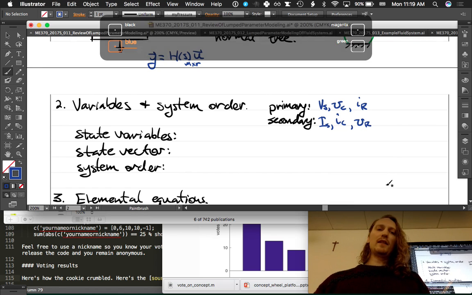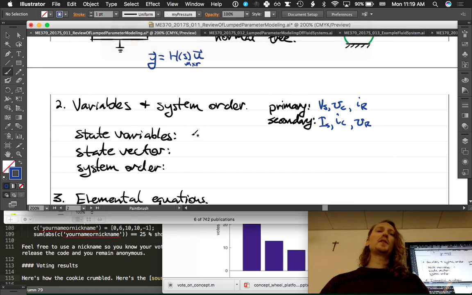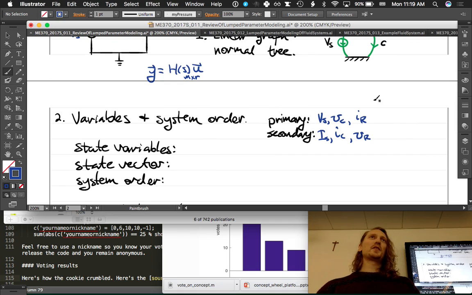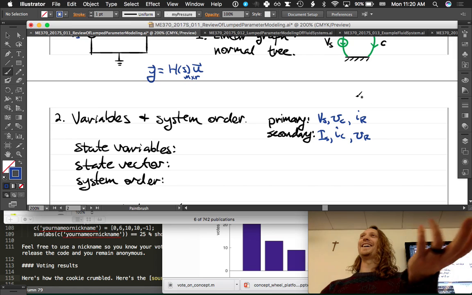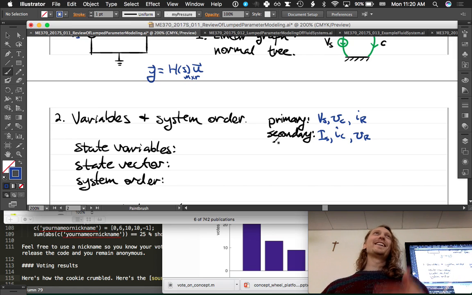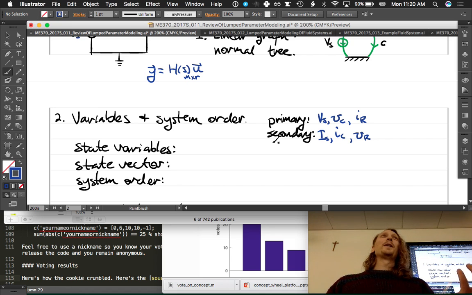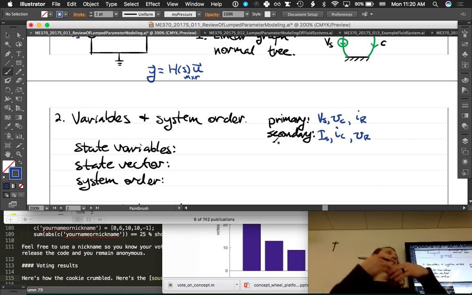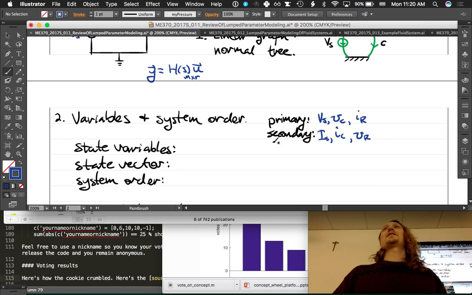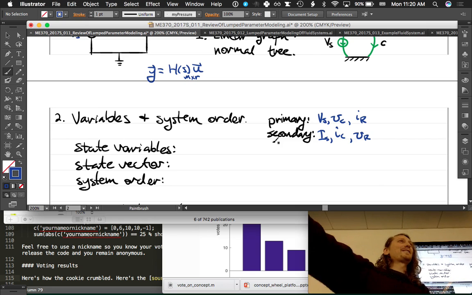Good. So the state variables are a subset of the primary variables, right? And it's across variables on A-type energy storage elements in the normal tree. Just rolls off the tongue. And through variables on T-type energy storage elements not in the normal tree, or in the links. Yeah, just smooth right off the tongue.